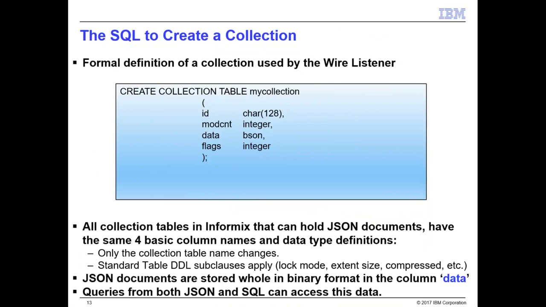All collection tables in Informix can hold JSON documents and have the same basic four column names and data type definitions as seen above. Only the collection table name changes. Standard DDL subclauses can apply, like the lock mode, the extent size, whether it's compressed, that sort of thing. JSON documents are stored whole in binary format in the column called data, and queries from both JSON and SQL can access this data.